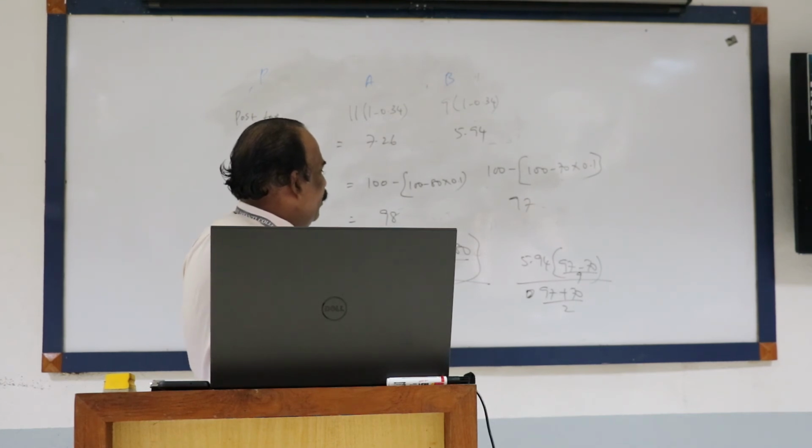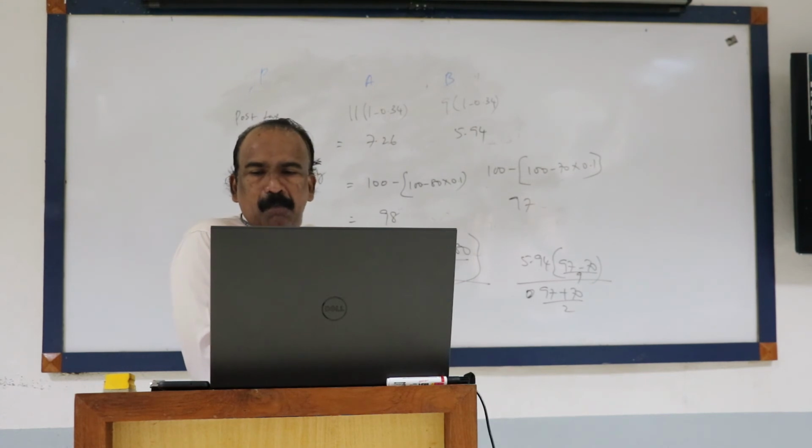98 minus 80 divided by 8. 97 minus 70 divided by 9. Post-tax maturity value. The tax rate is given for calculating YTM, so this is the way you have to calculate.